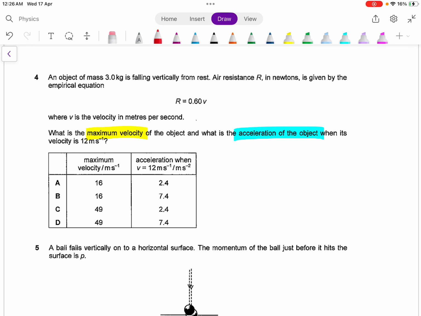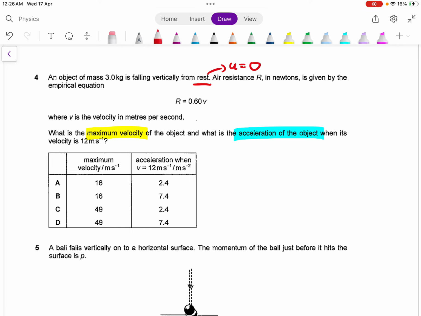Okay, so we have this object of mass 3 kg falling vertically from rest, meaning that the initial speed is 0. Right? The air resistance is given by this empirical equation, meaning R equals 0.6 V, where V is the velocity. We are asked for two parts: what is the maximum velocity and what is the acceleration of the object?